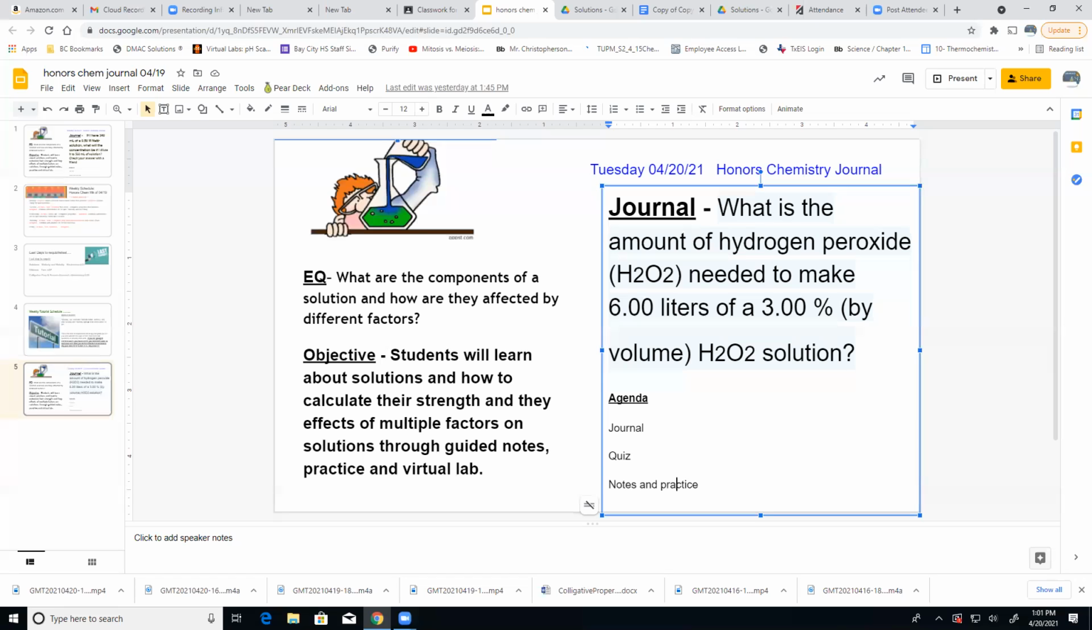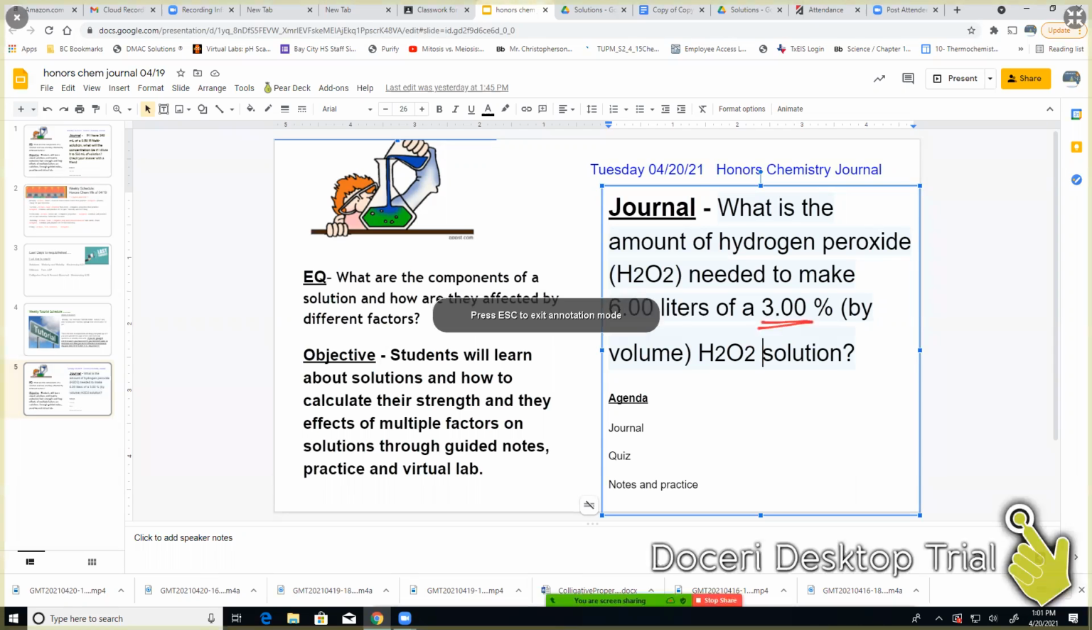So what are we trying to find in this one? What's the unknown? The solute, exactly. So I know my percent. So I'm gonna take that out of percent by moving my decimal back 2 places. And like Samuel said, the hydrogen peroxide, that's what I don't know.